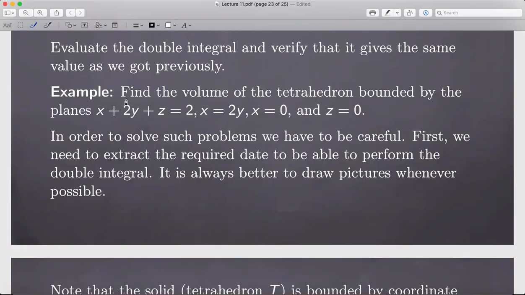Okay, and I have given you one more example which will illustrate that you need to be a little bit careful. This says: find the volume of the tetrahedron. These kinds of problems will always require you to draw the thing which you want to compute. And this is bounded by these planes. So all these you can draw.